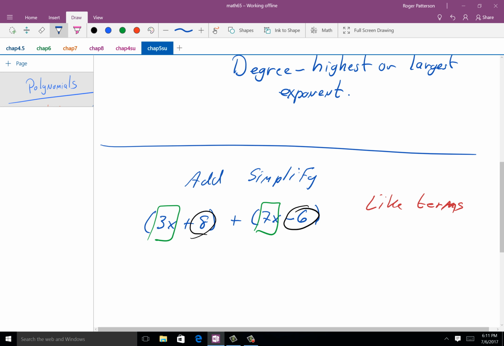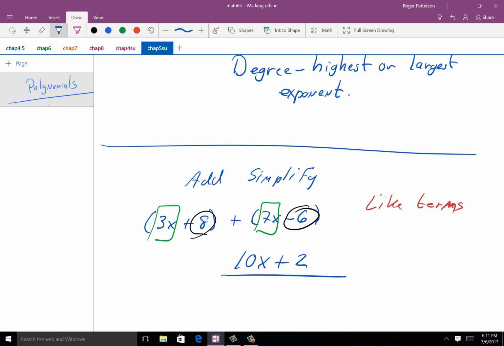So 3 plus 7, I'm going to add that up. That gives me a 10x. All right, then we have an 8. I probably circled this 8 so that you know that it's positive. So I have a positive 8 and a negative 6, or a minus 6, however you want to think of it. We're going to combine those, get us a 2. And that's done, because you cannot combine unlike terms. Can't do that.